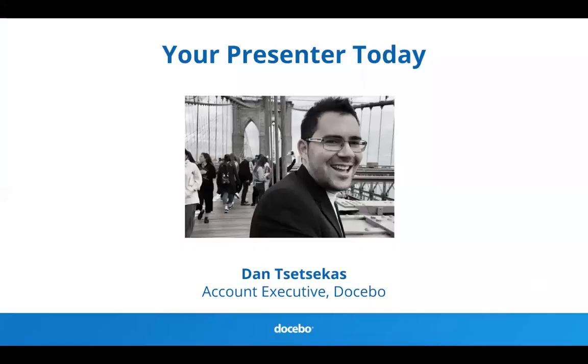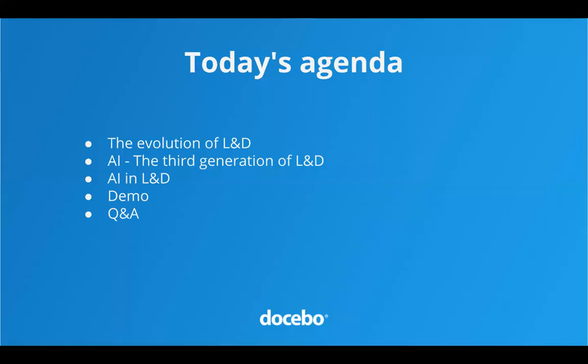Hey, thank you so much, Richard. So, really happy to be here, Tara and Richard. A little bit about myself before we get into the content here. My name is Dan Tasekis. I am an account executive here at Docebo. I've been with the organization for approximately 3 years. I've been in software for about 10 years, and I've spent 6 of those years in HR tech. Artificial intelligence is a topic that has always interested me, and really happy to be partnering with Gilmore Global to be talking to you about that here today.